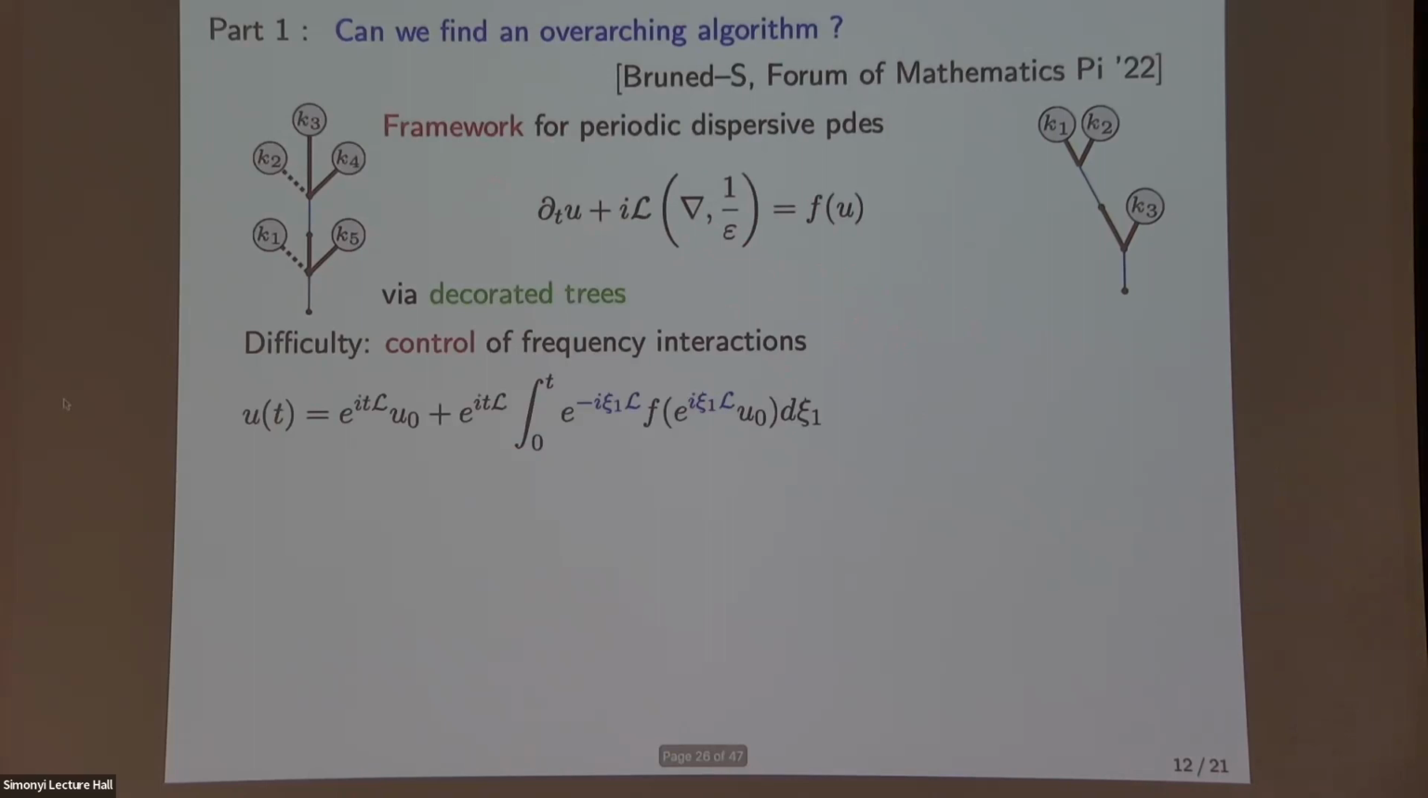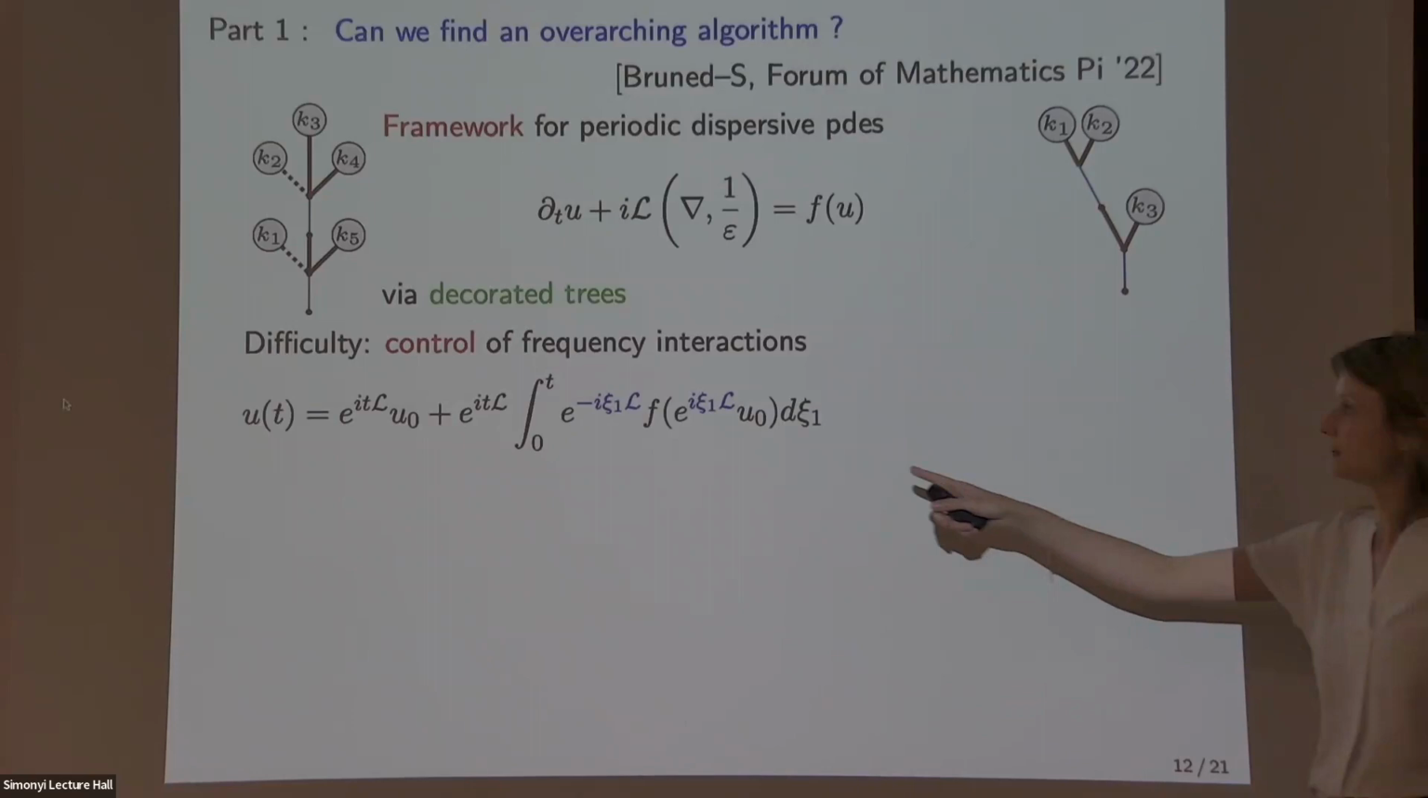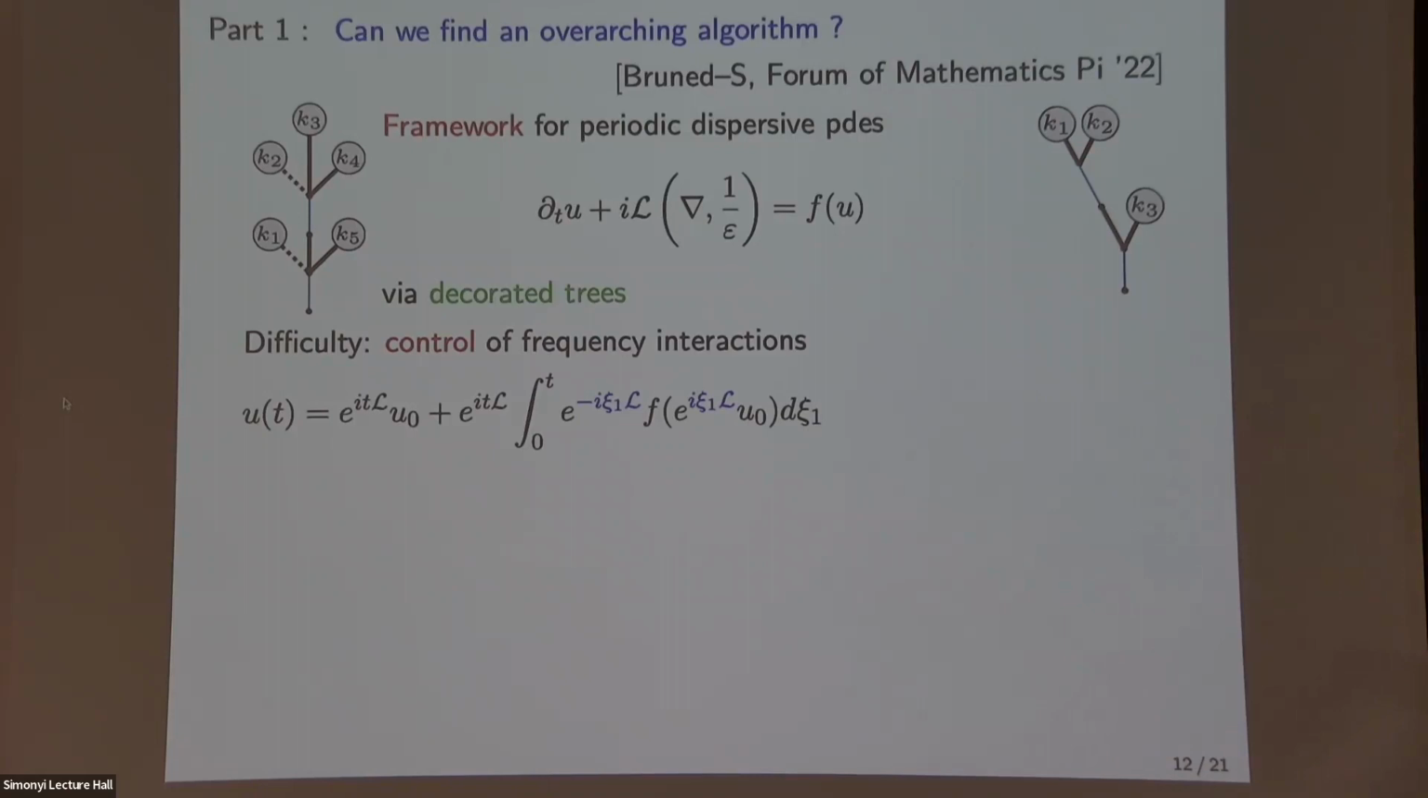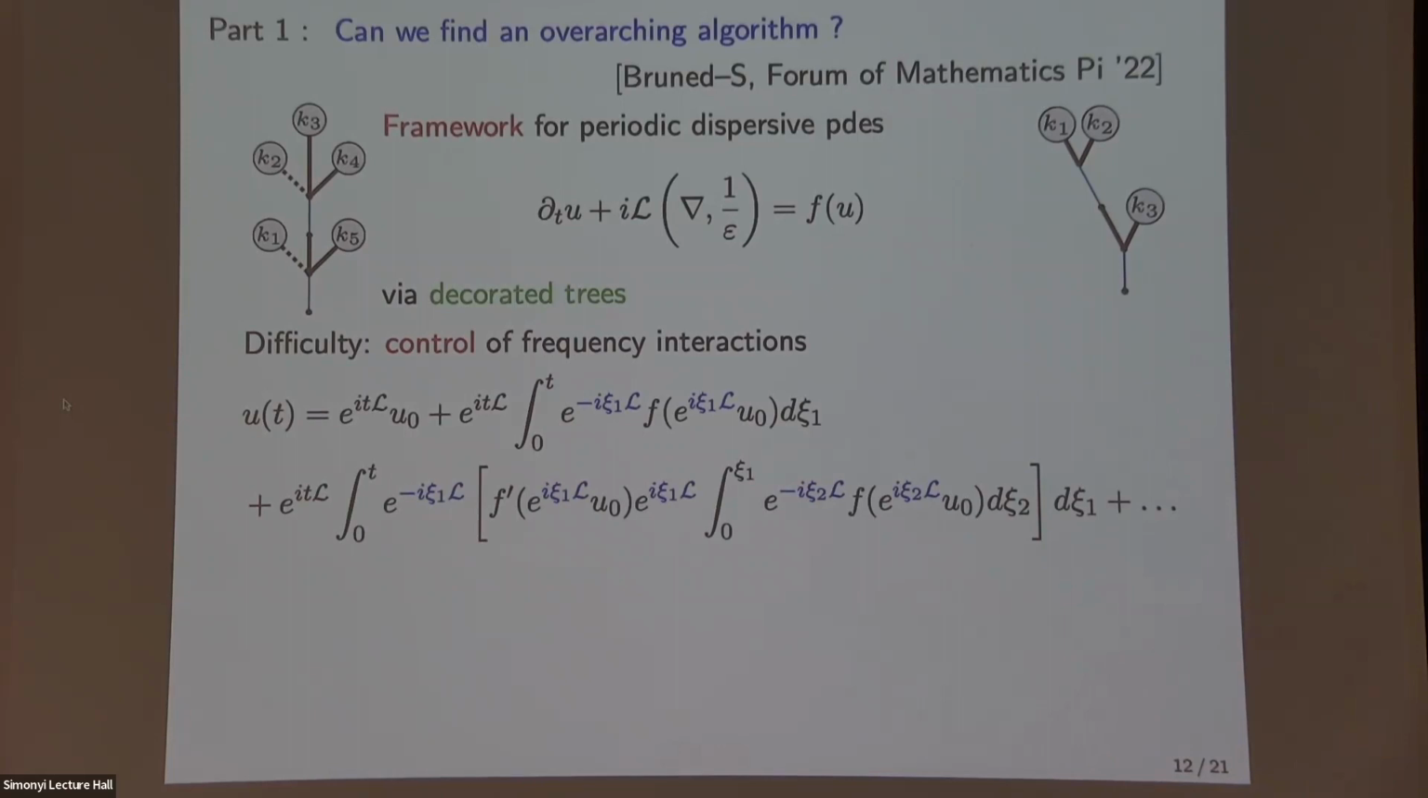You use Duhamel's formula and then you look at the frequencies, you can write them down by hand and then you build your numerical scheme on that. But then if you want to have higher order methods, you have to iterate higher and higher your Duhamel's formula. And you always have to embed your frequency interactions in your numerical scheme. For instance, if you want to have a method of order 10, you would need to do this 10 times. And of course you can do this by hand, but what you would like to have is a general framework.